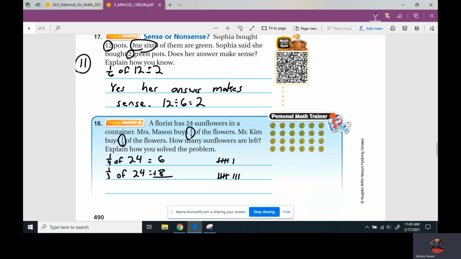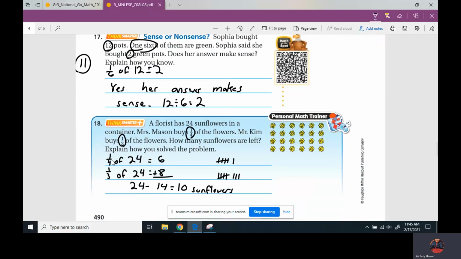We know 6 plus 8 equals 14, but she has 24 total. So how many is left? We'll go 24 minus 14, which equals 10 sunflowers. That's how many is left. 10 sunflowers. So we found each part, added them together, and subtracted to find what was left. Okay?